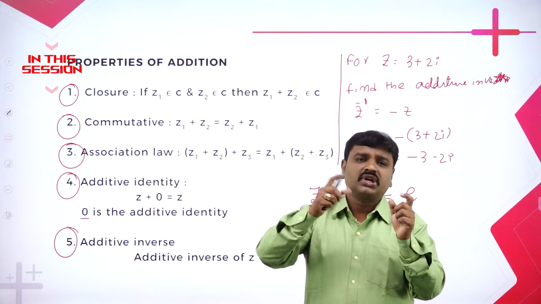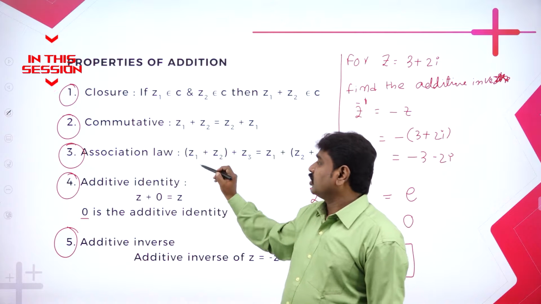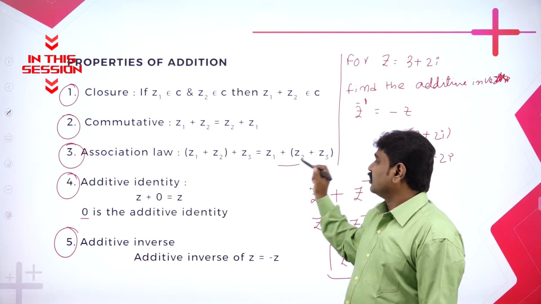Z1 plus group Z2 and Z3. Z1 plus Z2 and Z3 is the same as Z1 plus Z2 plus Z3.